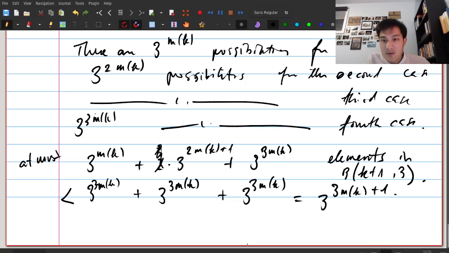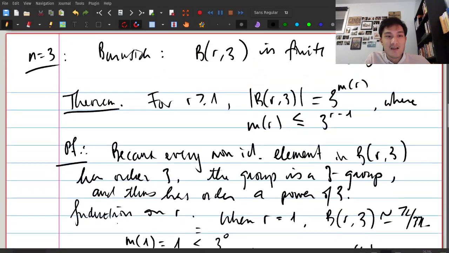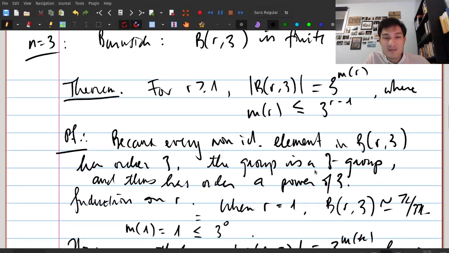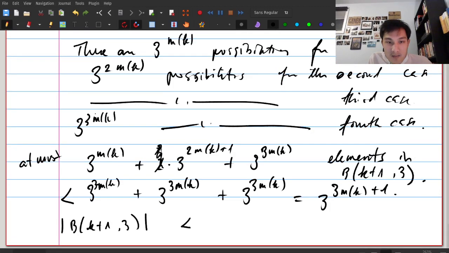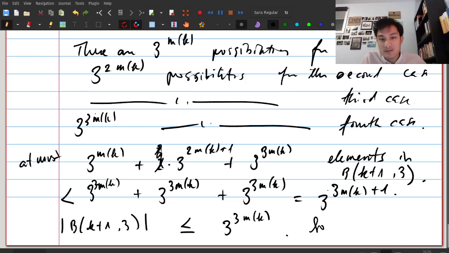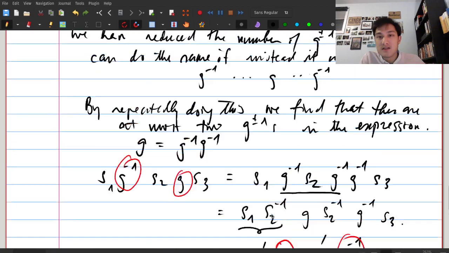And so this is equal to 3MK plus 1. But it's strictly less than this, and it has to be a power of 3, because the very first line, the group has order a power of 3, we find that the order of B K plus 1, 3 is at most 3 to 3MK. Okay, and of course, there we go, right?